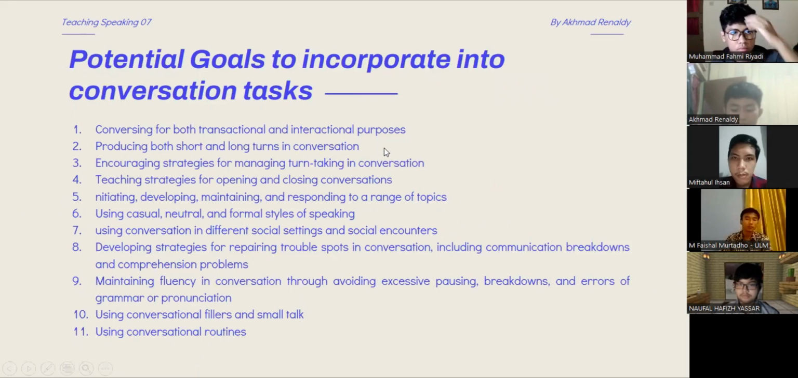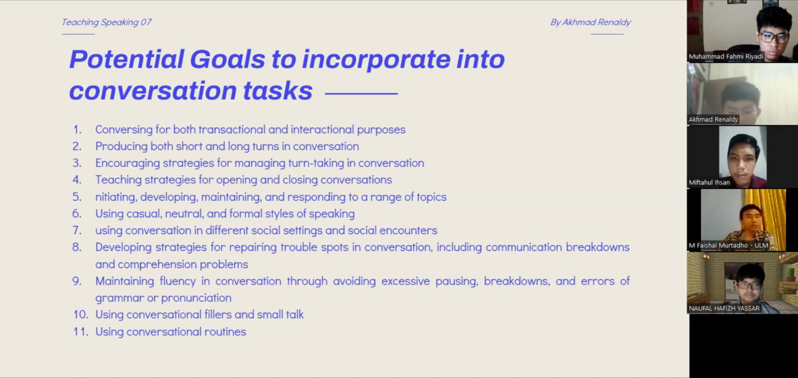Next is potential goals to incorporate into conversation tests. Number one is conversing for both transactional and interactional purposes. Number two, producing both short and long turns in conversation. Number three, encouraging strategies for managing turn taking in conversation. Number four, teaching strategies for opening and closing conversation.